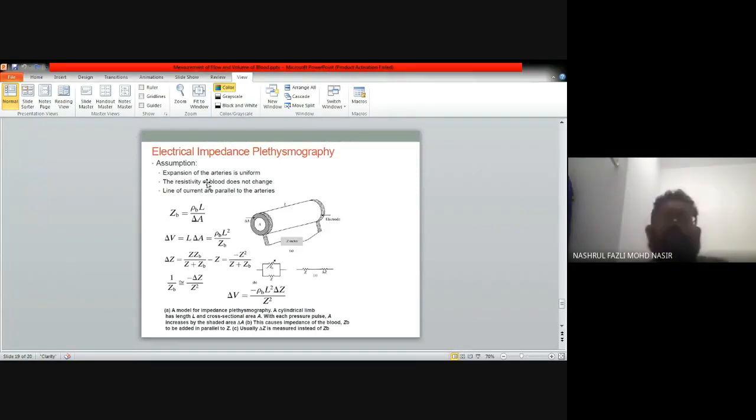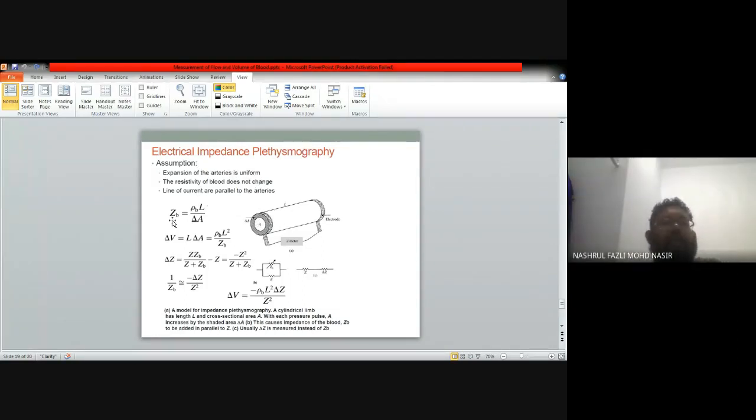So the expansion of the arteries is uniform. You have to assume that the arterial expansion is uniform. The resistivity of blood does not change; it is constant. And the lines of current are parallel to the arteries. If you don't assume this, your measurement will be wrong.